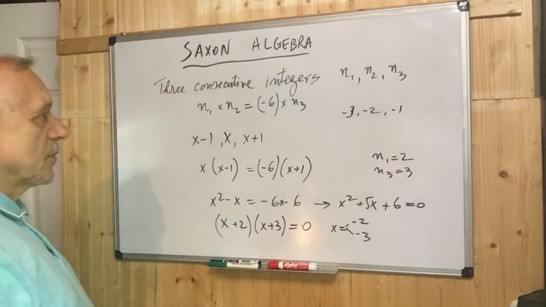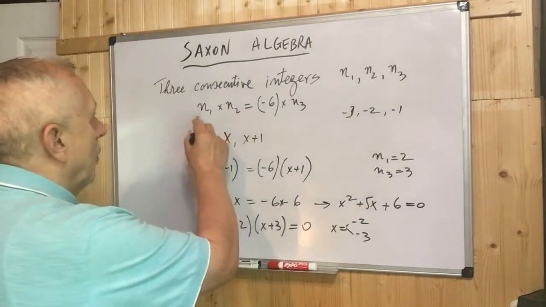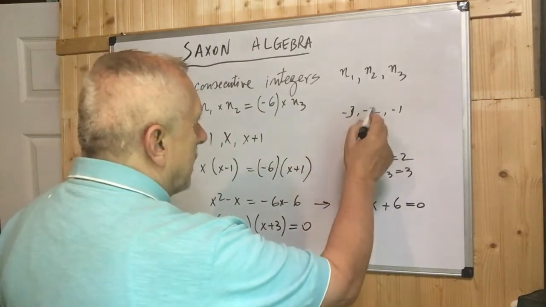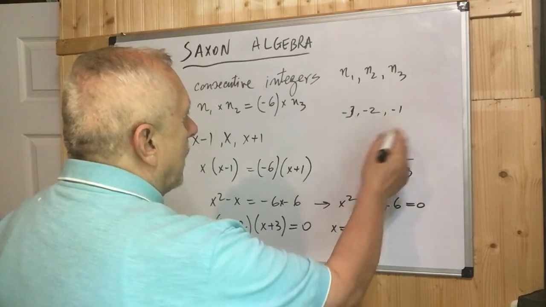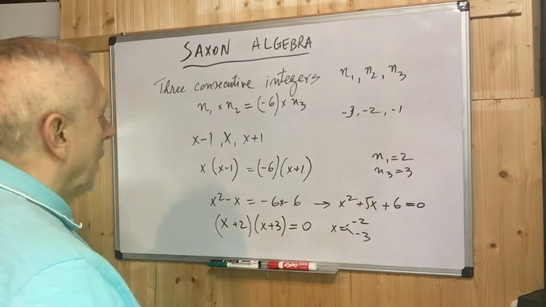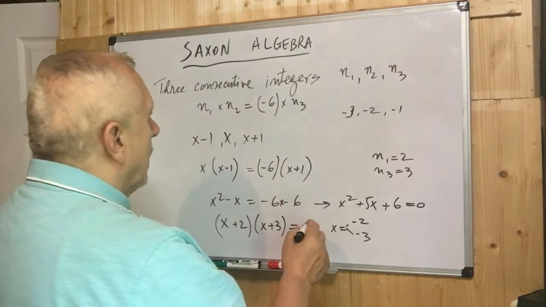Let's verify if this works. If we multiply -3 times -2 equals 6, which is exactly -6 times -1, which is positive 6 also. So this solution verifies this equality.